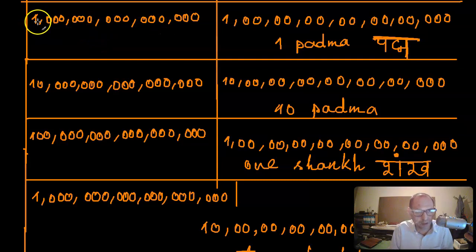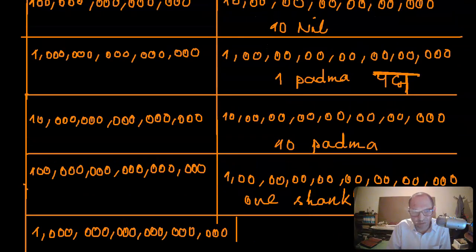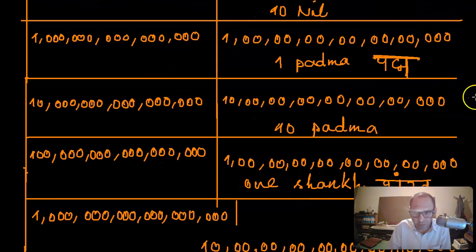For example, a 1 with 15 zeros in front of it, I don't even have a name for that. Of course, the numbers do exist, but such large numbers are not usually used among people. Even if they have names, I'm not aware of them. Now, that's not really important. The number itself is important.